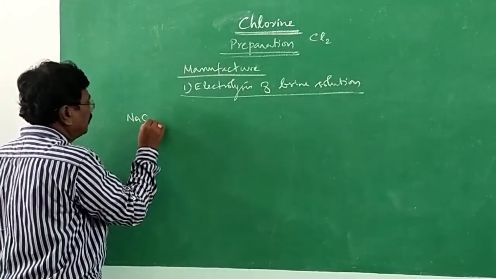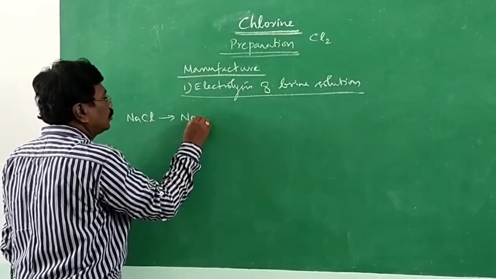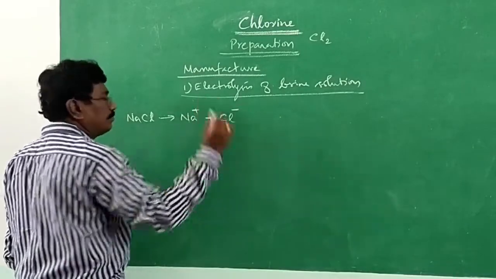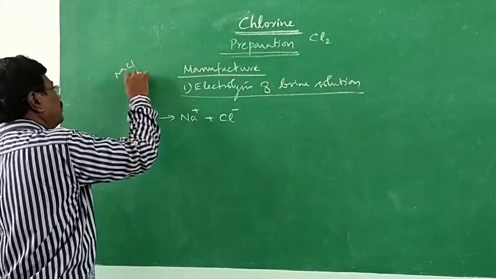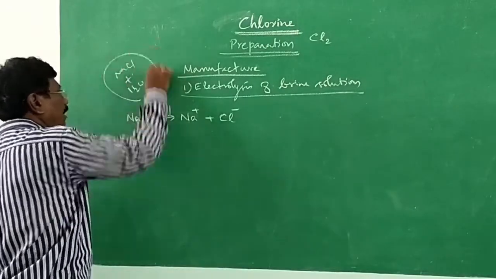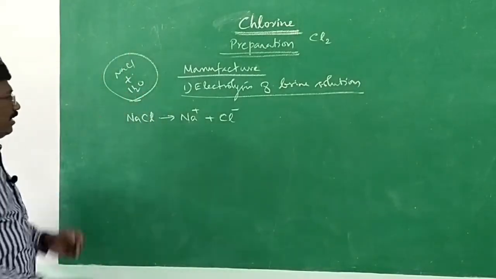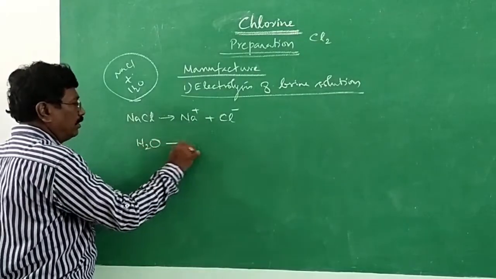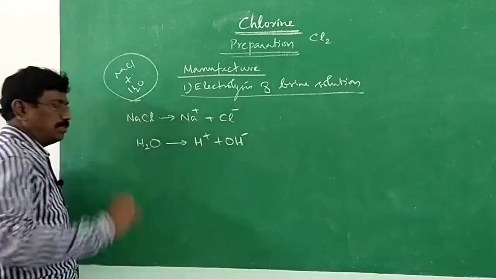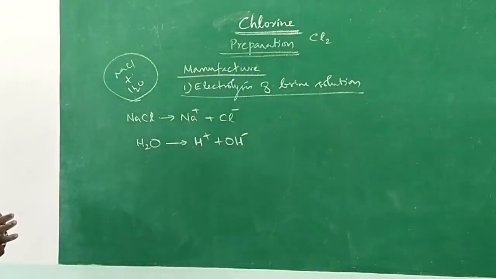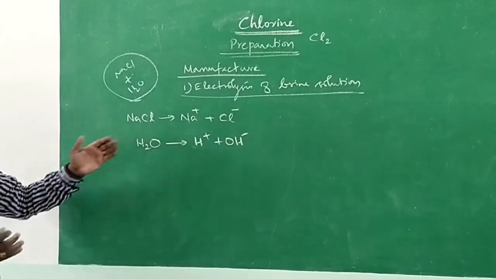Sodium chloride ionizes to form sodium ion and chloride ion, because in brine solution we have sodium chloride and water. That's what is present in brine solution. Water is also getting ionized to become H plus and OH minus. Of course, it is reversible. That's the ionization process in the first step. When we start to electrolyze brine solution, it gets ionized.